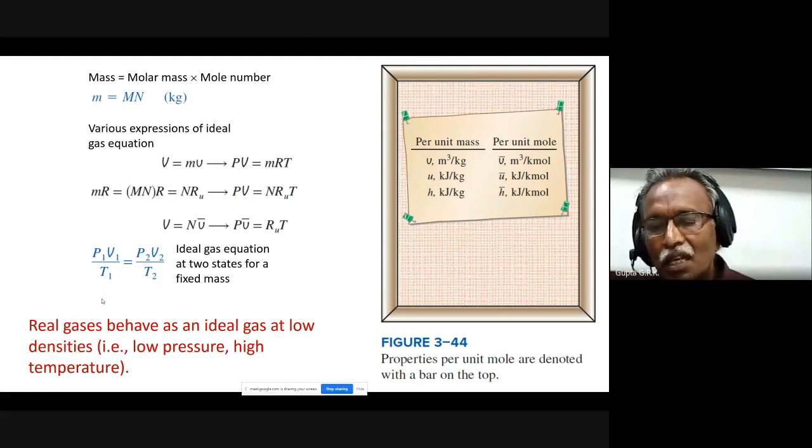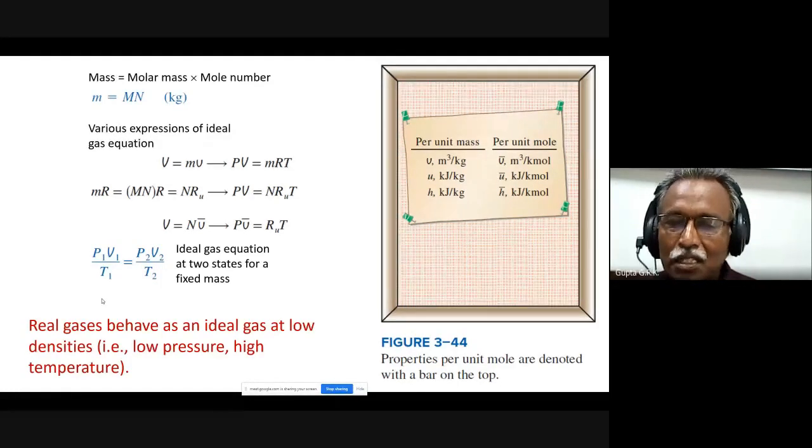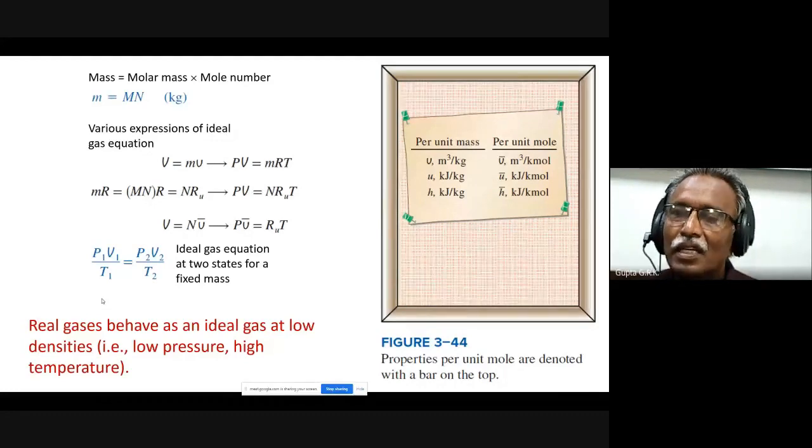And in the last class, we talked about semi-perfect gas and perfect gas. These are special cases for ideal gas. So if it is ideal gas and also Cp and Cv are functions of temperature, we call it as semi-perfect gas. And if they are constant, we call it as perfect gas.